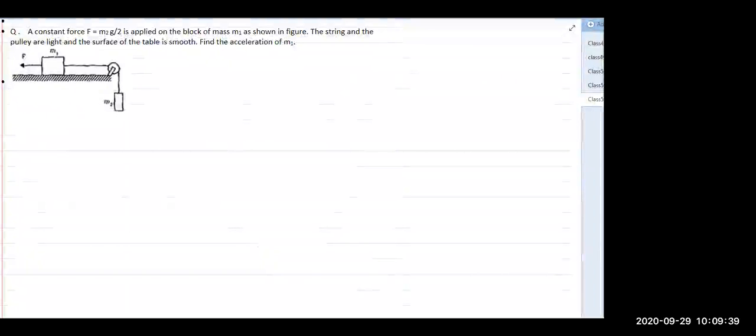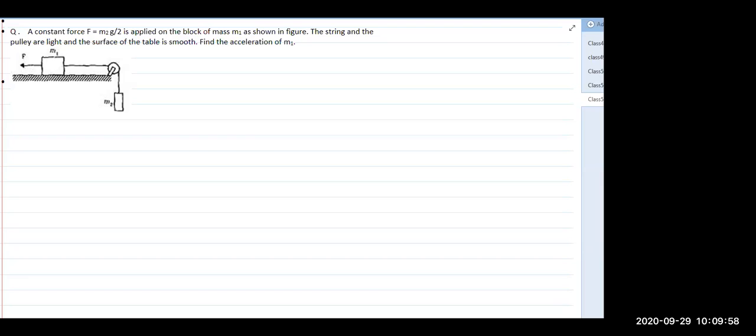A constant force F equal to m2g by 2 is applied on the block of mass m1 as shown in the figure. The string and the pulleys are light, and the surface of the table is smooth. Find the acceleration of m1. Here also we have two objects, but this is not on an incline.